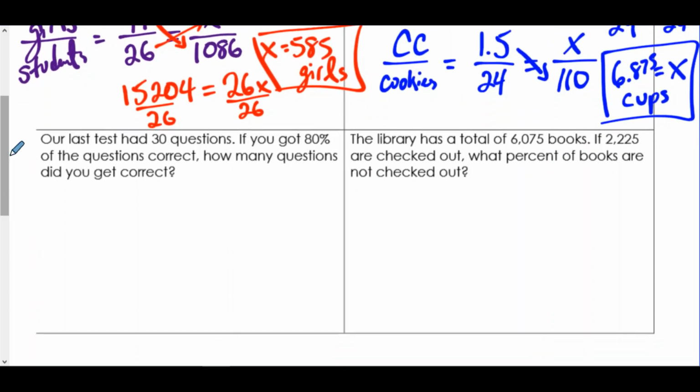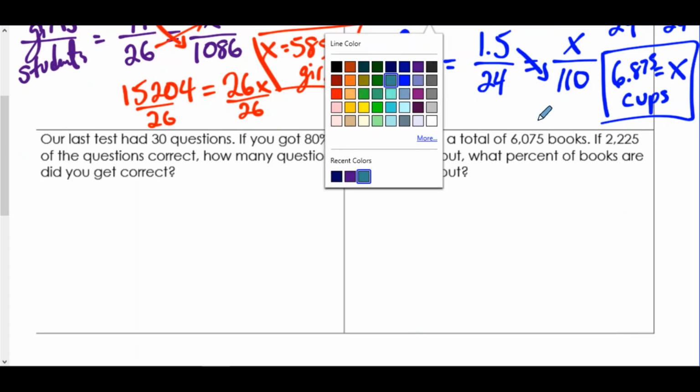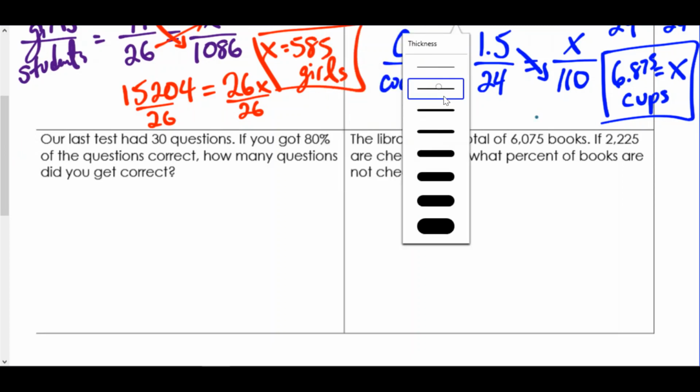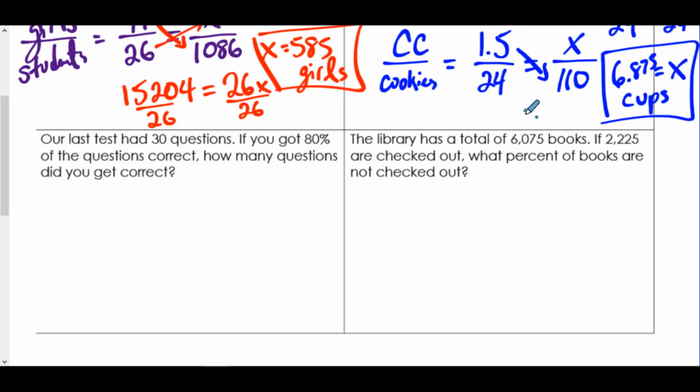All right, our next two word problems will both deal with percentages. So this one says that our last test had 30 questions. If you got 80% of the questions correct, how many questions did you get correct? So this is not like the first two where you were given 3 numbers and you had to find the 4th one, or where you needed to think about the total number of students. Here we're just given 2 numbers.